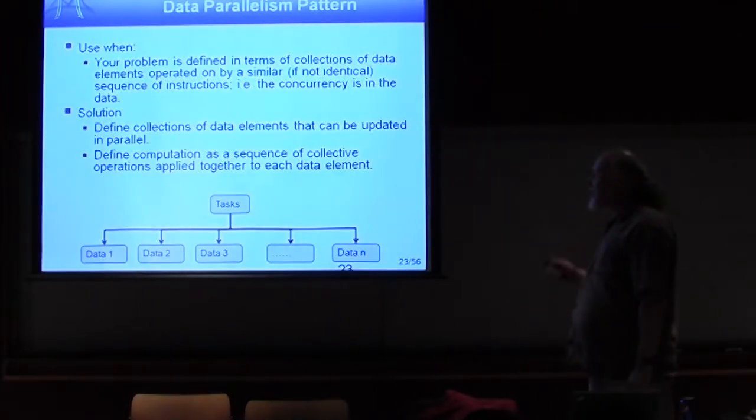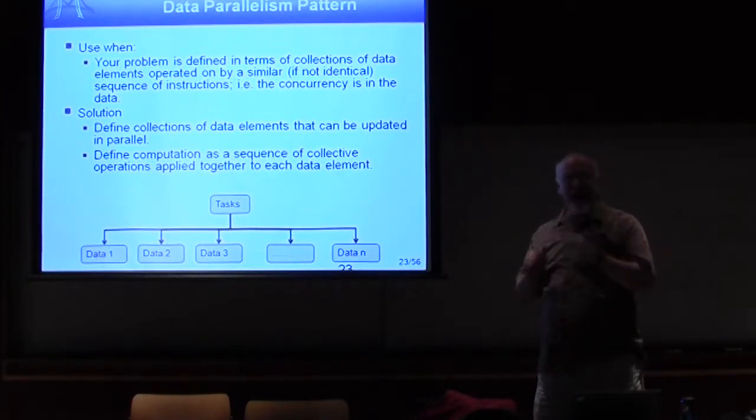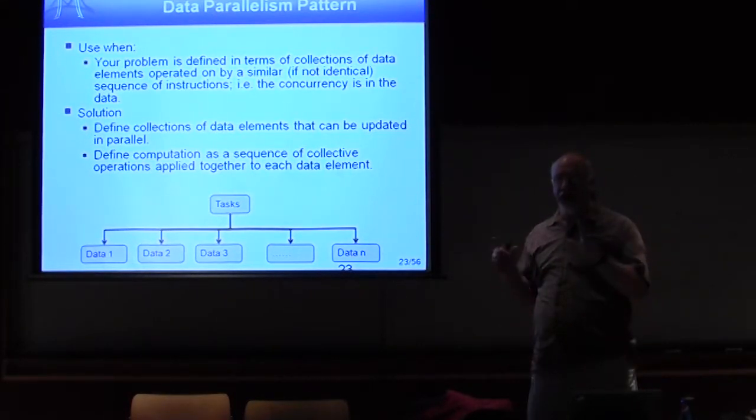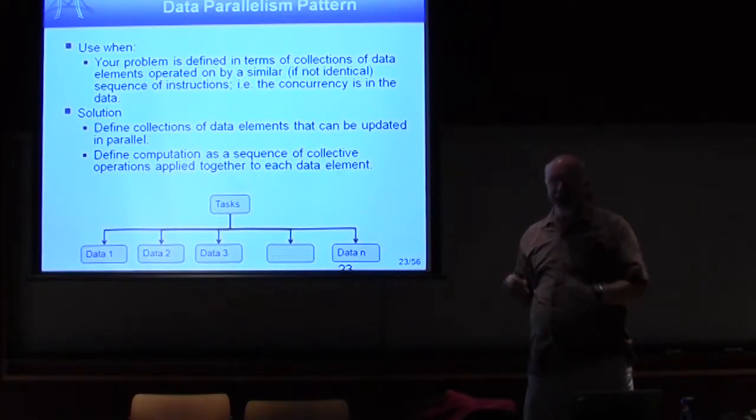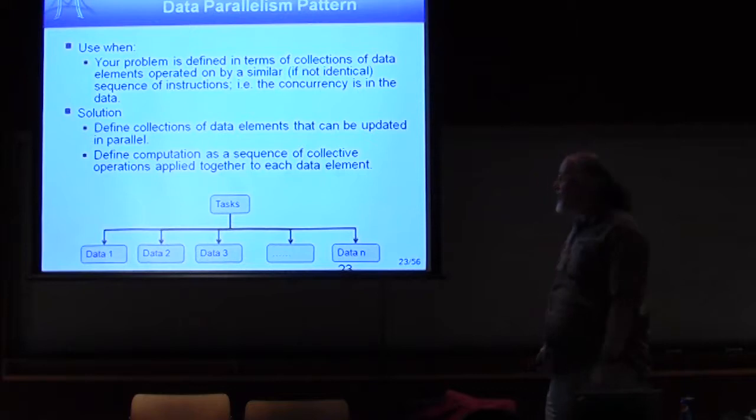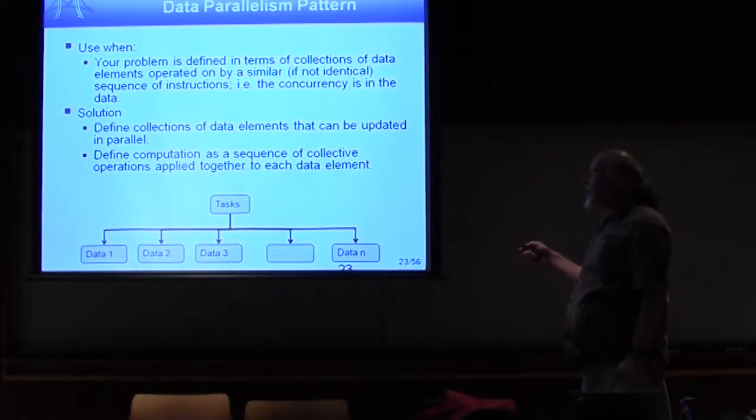Okay, let's look at that in contrast to data parallelism. We use this when your problem is defined in terms of collections of data. Remember, as we went through that chart, this is a data center. This is when it's immediately obvious that the action is all in your data, say in your matrices and so forth, and it's operated on by a similar, if not identical, sequence of instructions. Later in the lecture we'll get to exactly how similar it needs to be and why it doesn't have to be exactly identical. So, concurrency of data: we define collections of data elements that can be updated in parallel, and then define the computation as a sequence of collective operations applied to each data element.